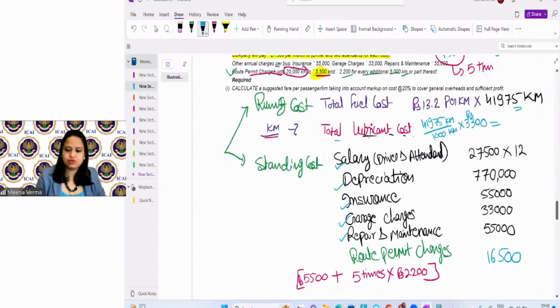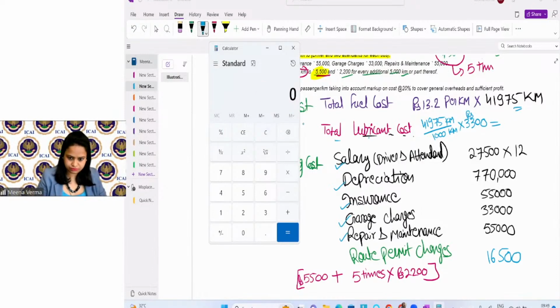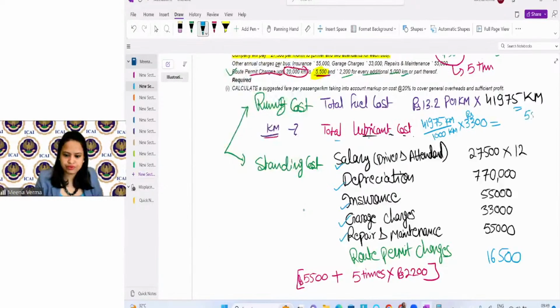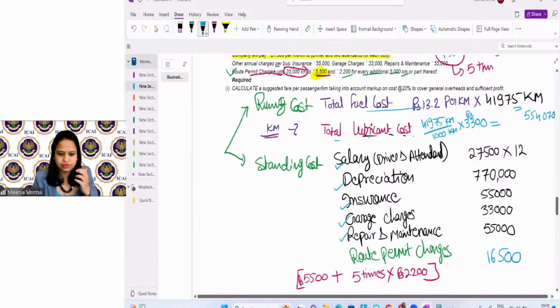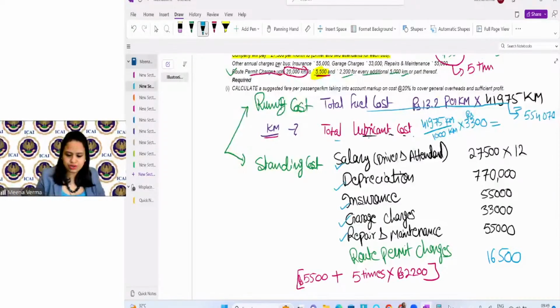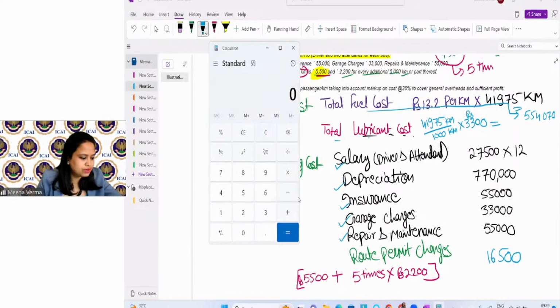Let me just calculate the values quickly. If I multiply 13.2 into 41975, this will give me 554,070. This is the total fuel cost. I have just calculated this value, total fuel cost. Now lubricant cost.